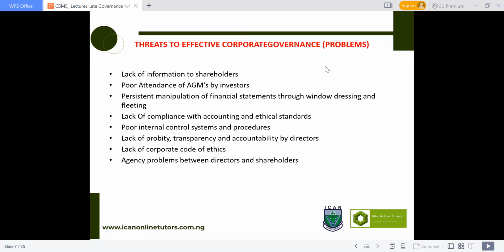Lack of probity, honesty, lack of transparency, lack of accountability by the directors. There's a responsibility that is given to you. And once there's a responsibility, the next thing that will come in is accountability.